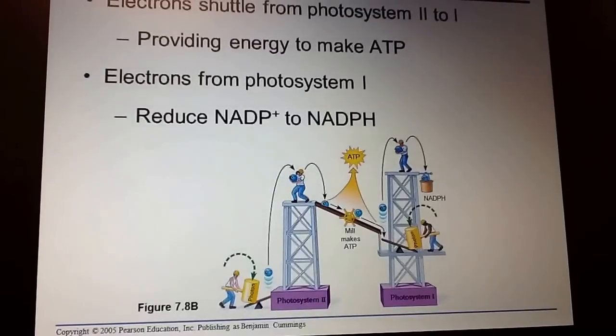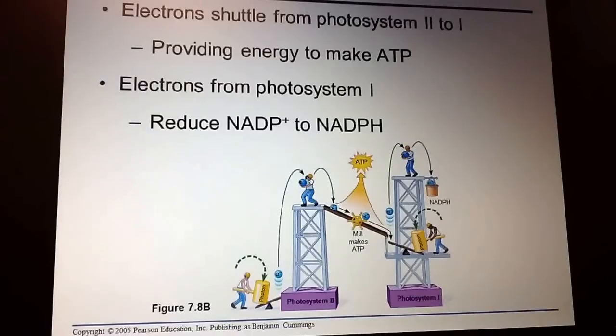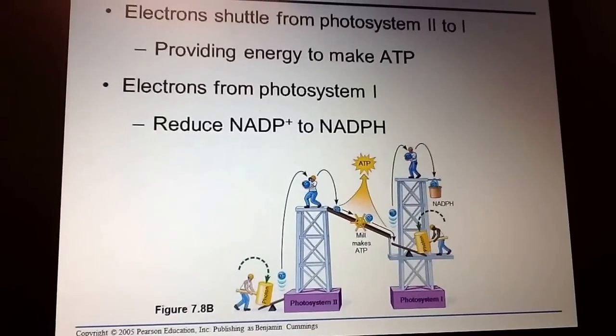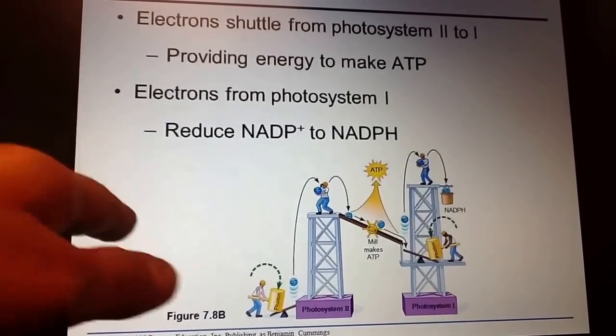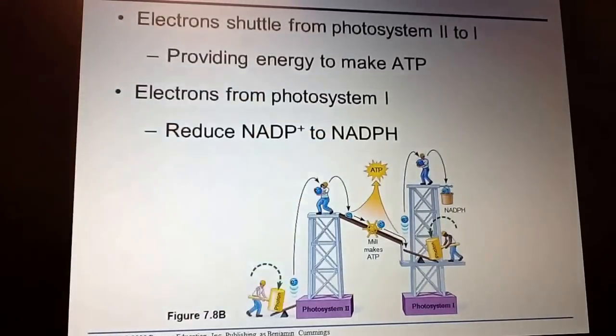Now, what happens as the electron goes from photosystem 2 to photosystem 1, it's actually going to be generating the potential energy needed to make ATP. And how does it do that? Well, it creates a concentration gradient. And as we've previously learned, concentration gradients are nothing more than potential energy. And then again, that electron is also going to be given to NADP plus to reduce it to NADPH.